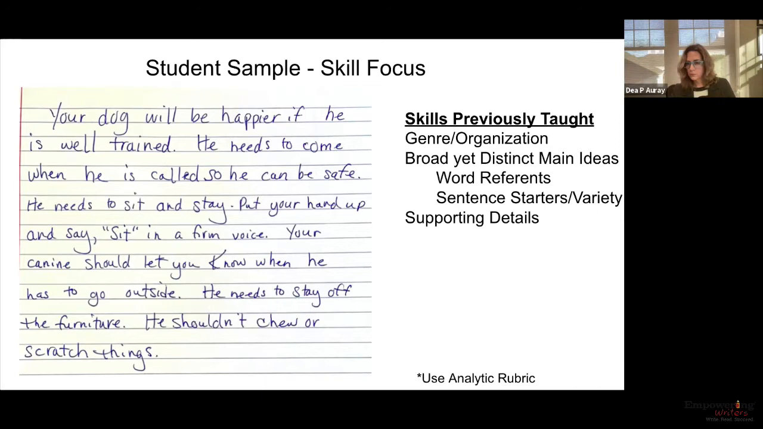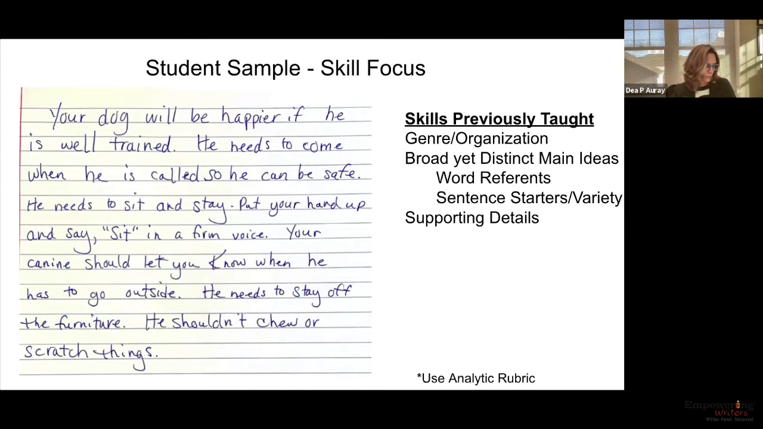So this is very representative of a student who's just starting out with that particular skill. And I want to read it, and I want you to think about what this particular student did with these supporting details. Your dog will be happier if he is well trained. That's our main idea, so the student understands it's a main idea. And to be honest with you, it's just one paragraph, so we're not beyond one paragraph at this point.